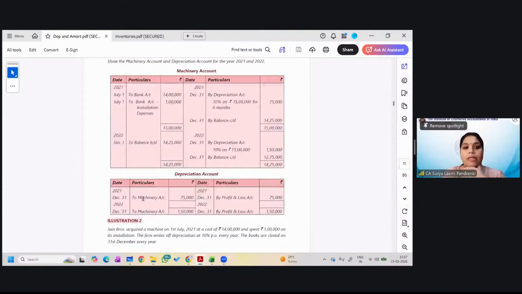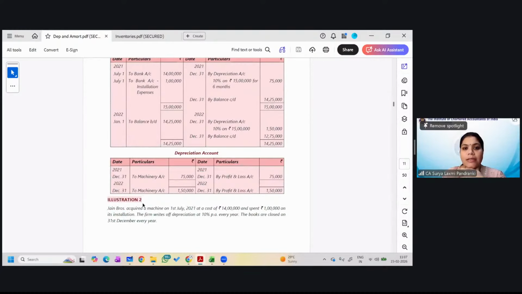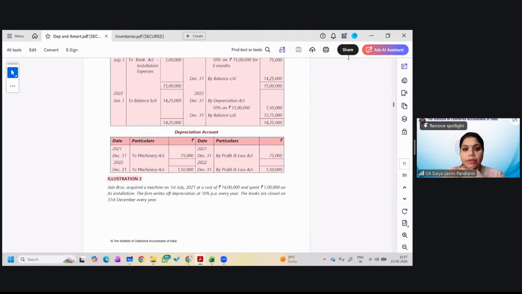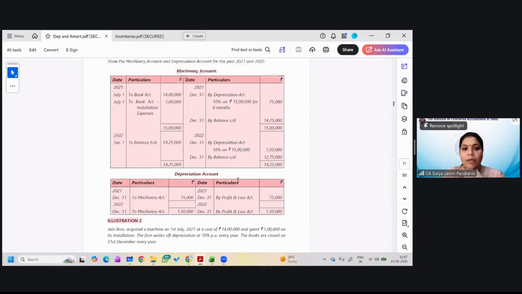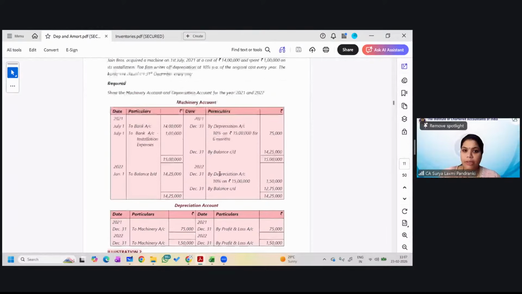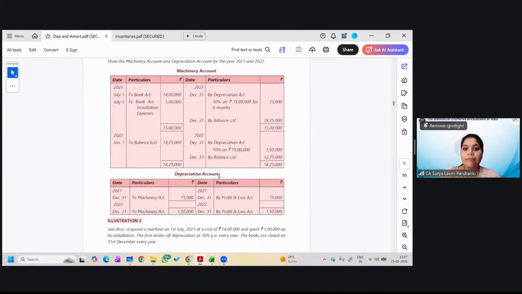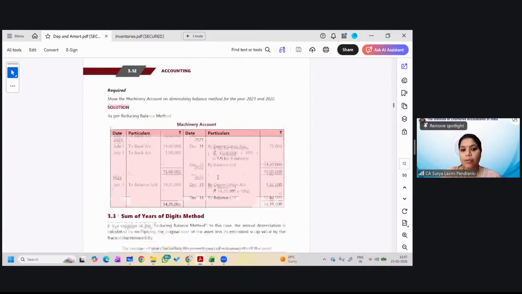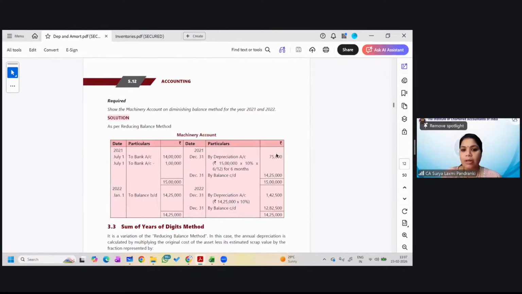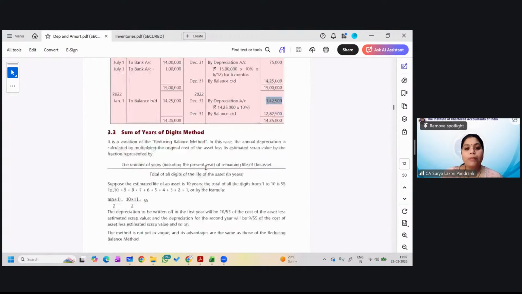And I asked you to do this problem illustration too. Did you all do this? Just give me a thumbs up if you have done this problem, because we have already done the first one, illustration one. The only difference was that I have done the calculation of the WDV method also. You just have to do the machinery account by changing this. Did you do that? Yes, no, yes, you have done. I don't know about others. Yes, okay. Many of you have done it. Good. Okay, so now I'll move to the other methods.